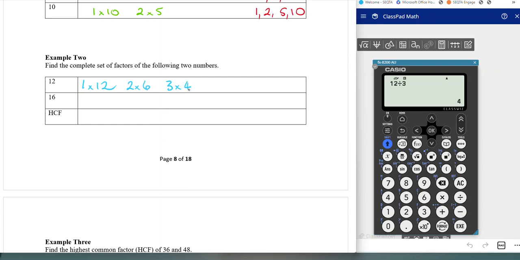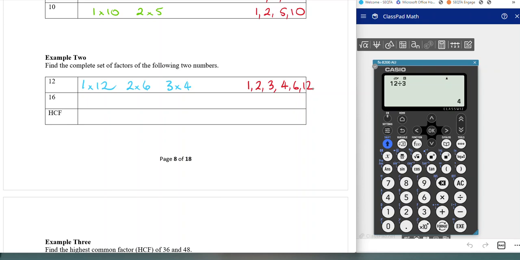Now, 1, 2, 3, 4 would be the next number to check, but because 4 is already here, it actually means I've found them all. Once you've got the two numbers right next to each other, so 3 and 4, you've found all of your factors. So to put them in order, start with the left-hand side of each of the pairs. We go 1, 2, 3, and then it would be 4, 6, 12. And there are your factors in order. So I'm going to write those down the end. 1, 2, 3, 4, 6, 12. They are all your factors.